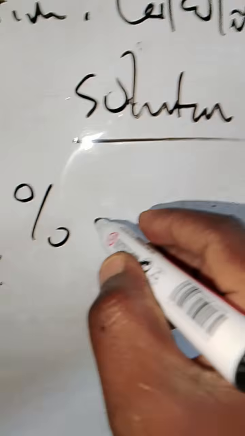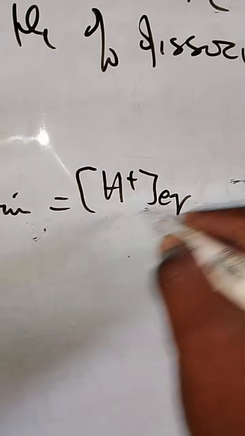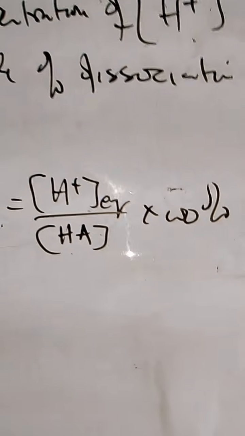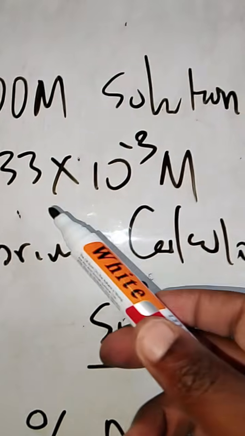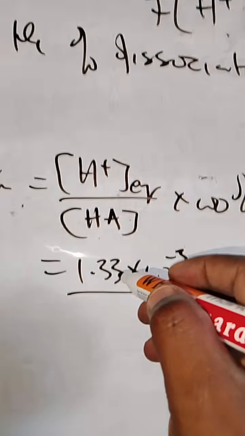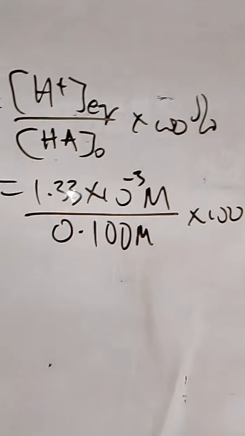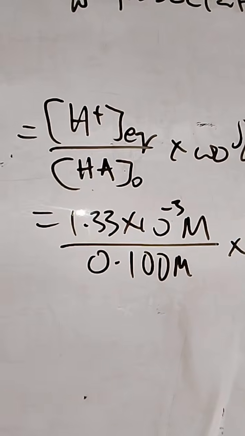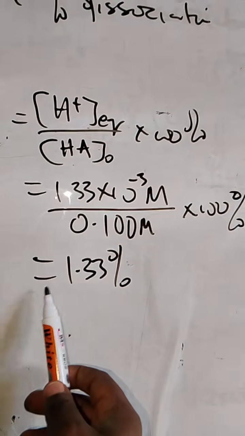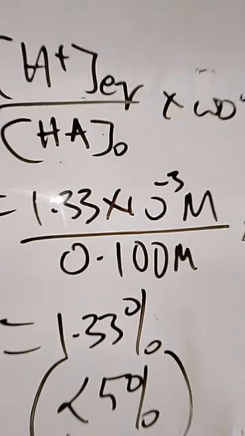So we apply the formula: percent dissociation is equal to hydrogen ion concentration over acid concentration, times 100. The equilibrium concentration of hydrogen is given as 1.33 times 10 to the power negative 3 molar. The initial concentration of the acid is 0.100 molar. Then you divide and multiply, and you are going to find 1.33%. As you can see, the percent dissociation is less than 5%, so it means our assumptions are valid.